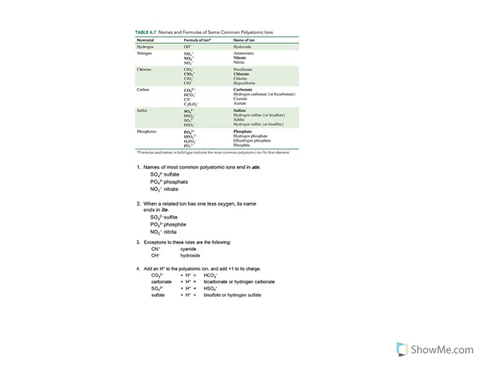In table 6.7, you will see the names and formulas of some common polyatomic ions. These are important. You should know these polyatomic ions as we will be using them frequently throughout the semester. And who knows, they may show up on a midterm or a final exam. So you should know the names of the common polyatomic ions. If you look at this table closely, you might notice some patterns. Many of the common polyatomic ions have names that end in -ate, such as sulfate, phosphate, and nitrate.